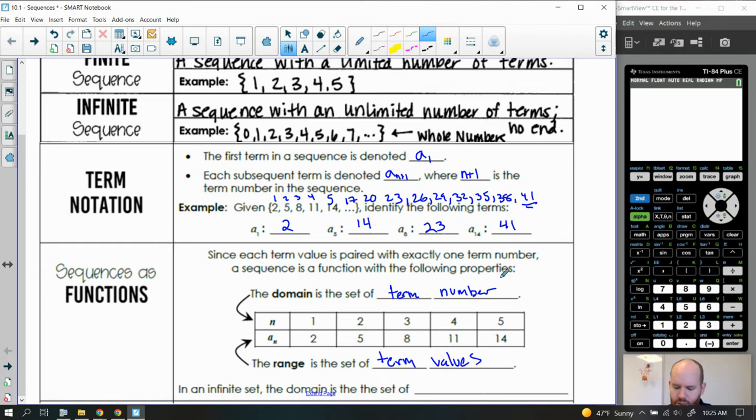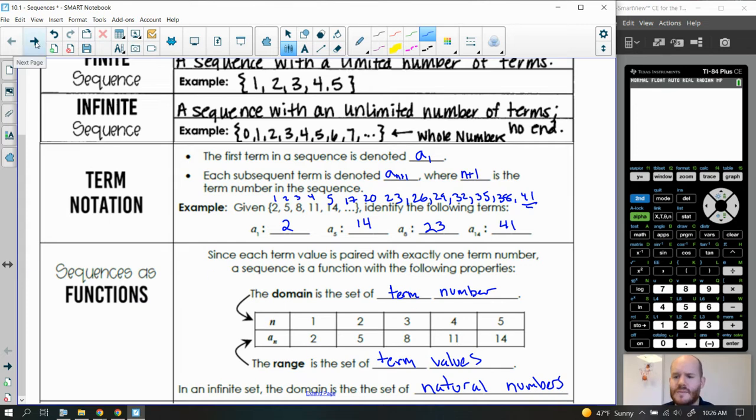Okay. In an infinite sequence, the domain turns out to be the set of all natural numbers. You'll remember that the natural numbers are the counting numbers. It's 1, 2, 3, 4, up through infinity. I can always continuously count up by one more number. Great. So that's the basic definitions.